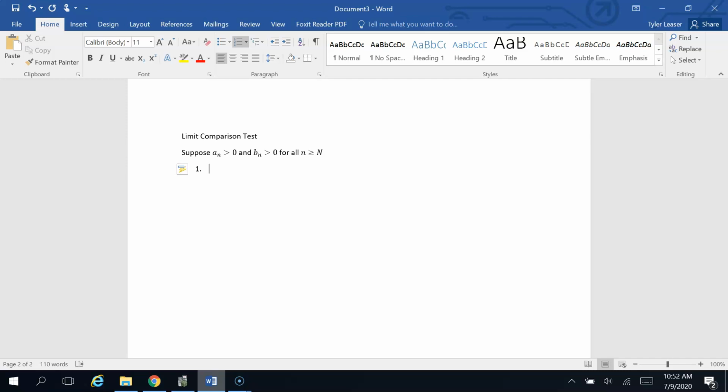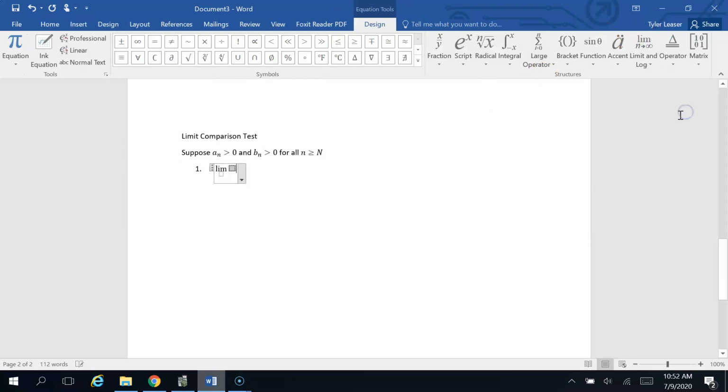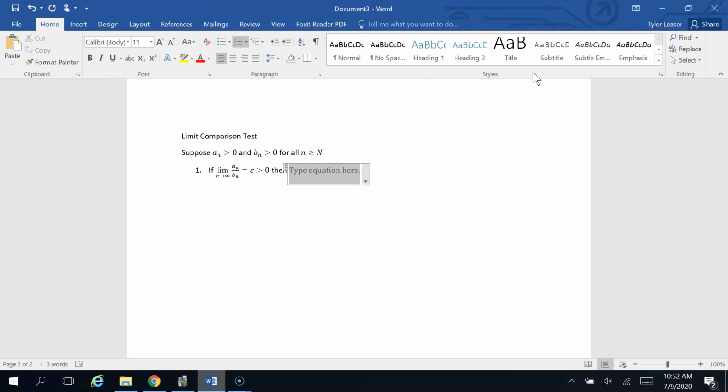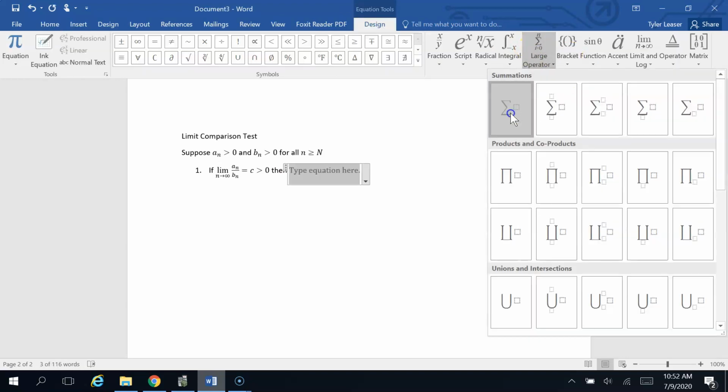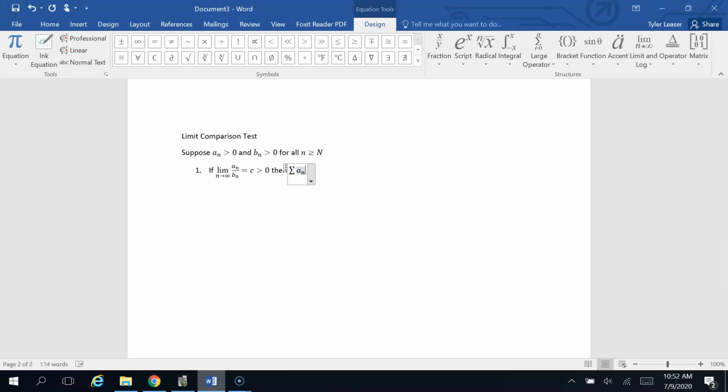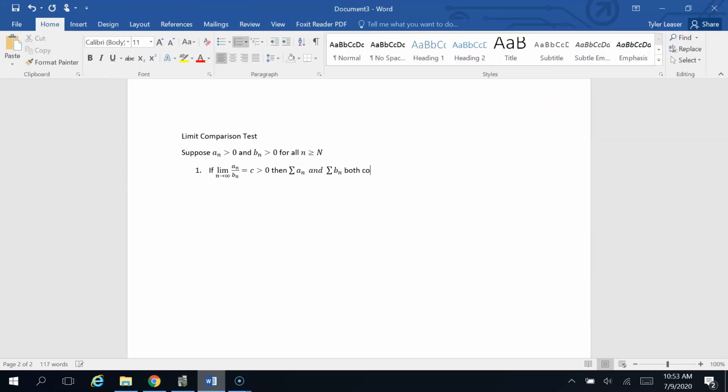The first one is the one that is used most often. If we have this limit as n goes to infinity of the ratio of a sub n divided by b sub n, if we can show that this limit is equal to some constant, where that constant is a positive number, then we automatically get that both the series a sub n and the series b sub n both converge or both diverge.